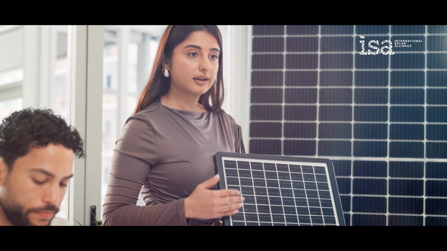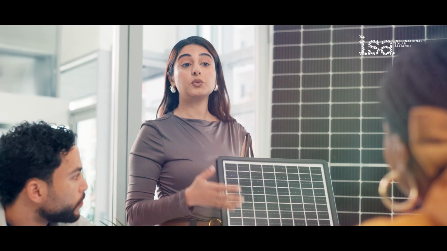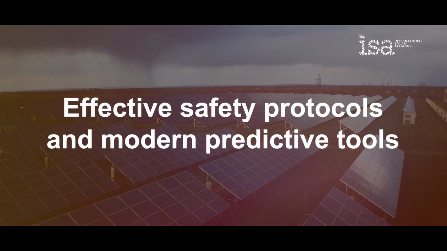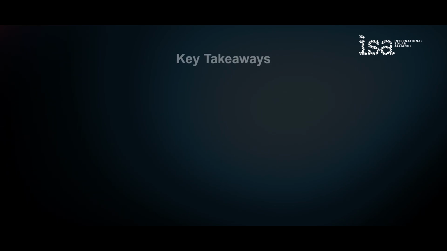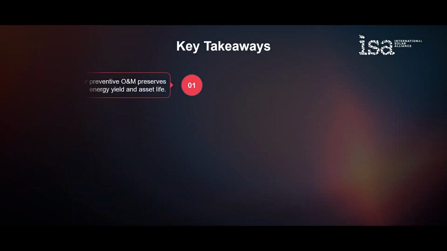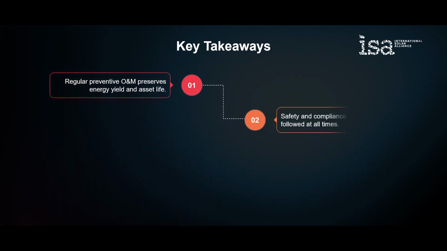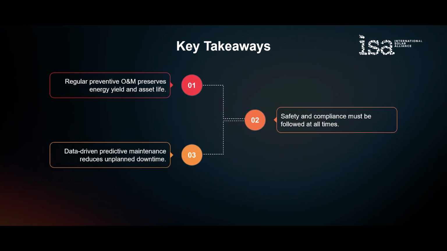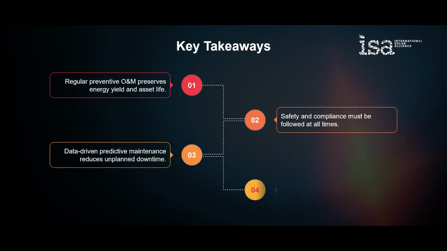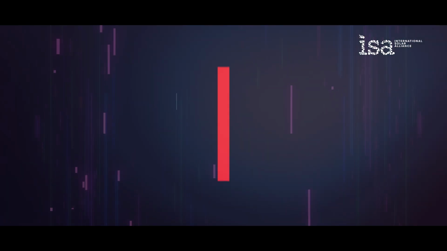Protection and maintenance keep PV plants safe, efficient, and profitable. Regular monitoring, effective safety protocols, and modern predictive tools reduce downtime and improve lifetime yields. Regular preventative O&M preserves energy yield and asset life. Safety and compliance must be followed at all times. Data-driven predictive maintenance reduces unplanned downtime. Prioritize work using CPN/RPN to maximize ROI.